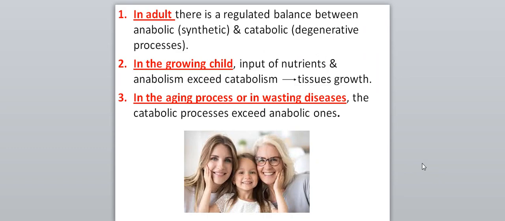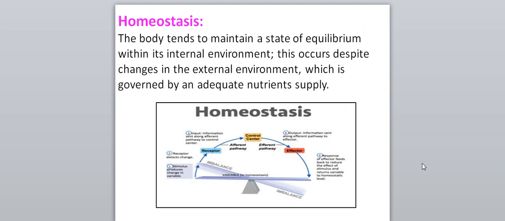In adults, there is a regulated balance. The anabolism and the catabolism are in a balanced state. While in a growing child, the anabolism exceeds the catabolism. This will enhance tissue growth. In the aging process in older patients and in those who have wasting disease, the catabolic state exceeds the anabolic one. So catabolism and anabolism are not always in balance. It is different according to age and even in different diseases.